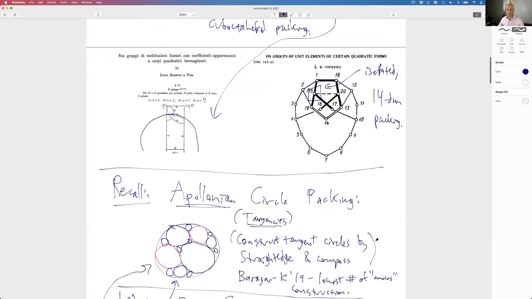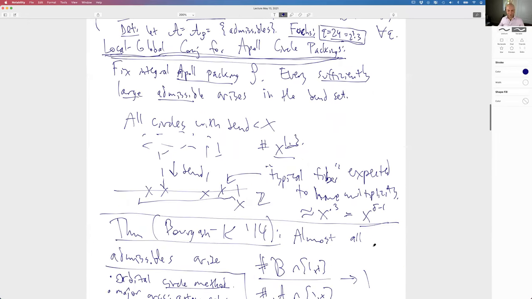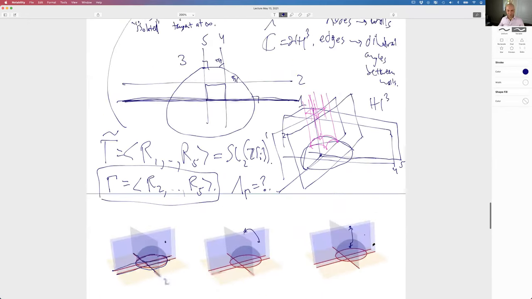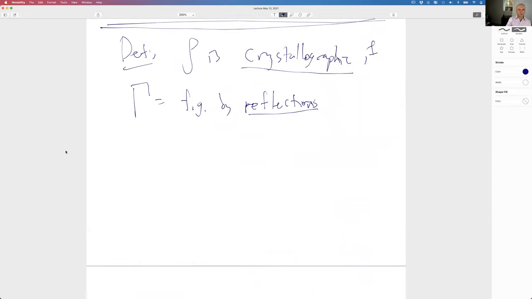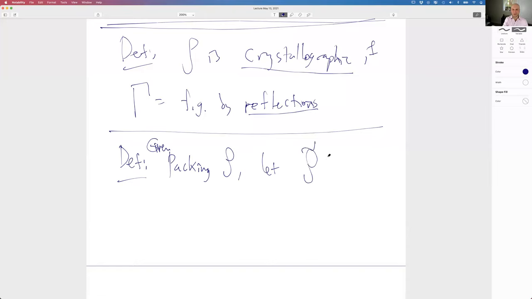So I have to give you one more definition and then I can state the main theorem and maybe we'll end there. All of the packings that we've seen so far are not only integral, so I have to tell you two more things. Given a packing P, let P tilde be the super packing.